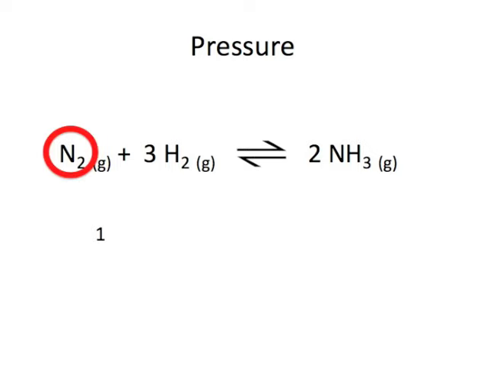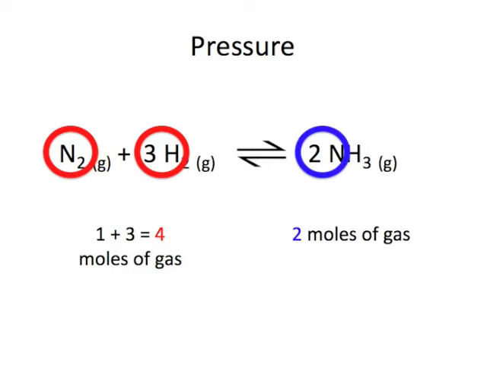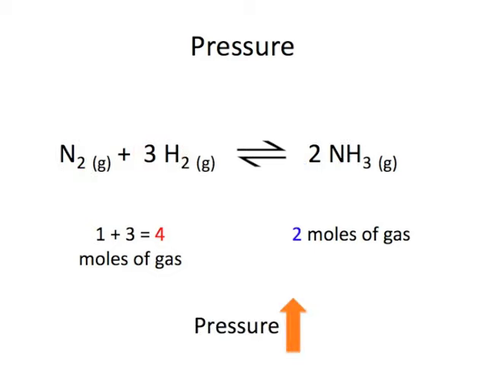Then add up the coefficients of the reactants. Then add up the coefficients of the products. There are 4 moles of gas on the reactant side and 2 moles of gas on the product side. The rule for pressure is that increasing the pressure pushes the position of equilibrium toward the side with fewer moles of gas. Decreasing the pressure has the opposite effect. In this example, increasing the pressure pushes the reaction to the right, toward the products.